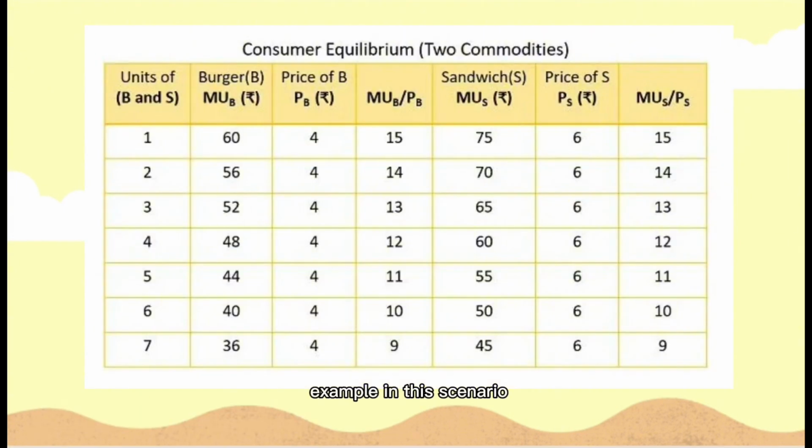Example. In this scenario, there are two goods, the burgers and sandwiches. The price of burgers is 4 rupees per unit, and the price of sandwiches is 6 rupees per unit. The consumer has an income of 50 rupees. The marginal utility of money is 11 per unit. This information sets the stage for analyzing how the consumer will allocate their budget between the two goods to maximize satisfaction while considering the prices and their income.